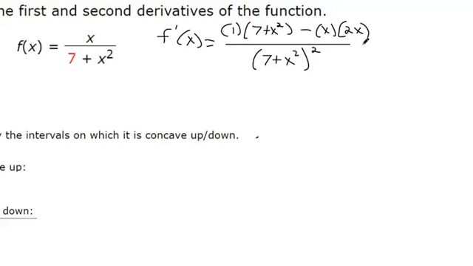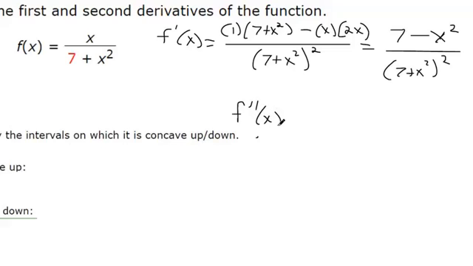So there's our derivative. We can clean it up a bit, combine like terms up here. This is minus a 2x squared. So x squared minus 2x squared, this is 7 minus x squared in the numerator. Then it's 7 plus x squared being squared in the denominator. There's our first derivative. The second derivative is found the same way using the quotient rule.